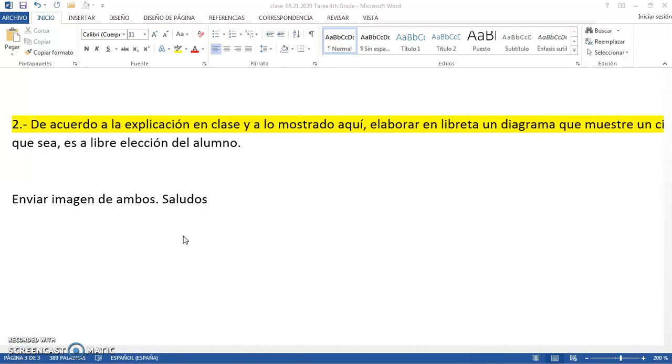This is in Spanish. According to the explanation that we gave in class and what we have shown here, please, on your notebook, write and draw a diagram that shows a cycle. It's free choice. You can choose anything that you want, but write it on your notebook.